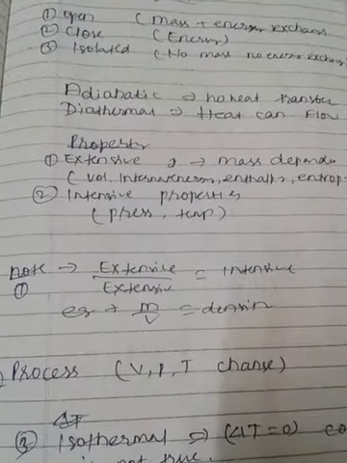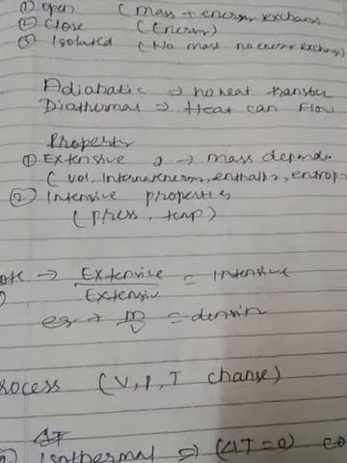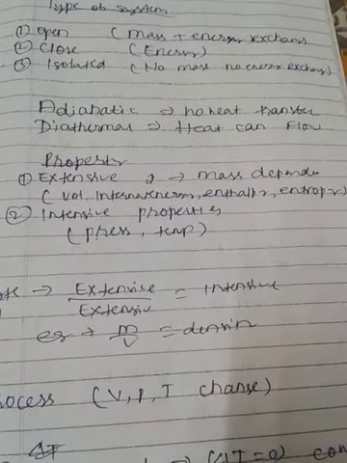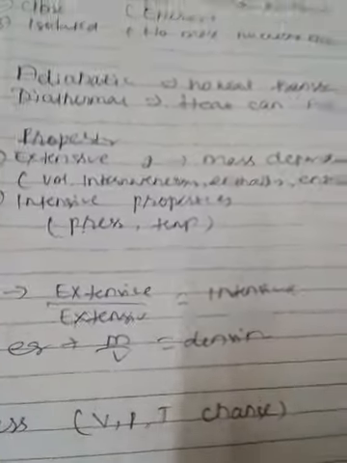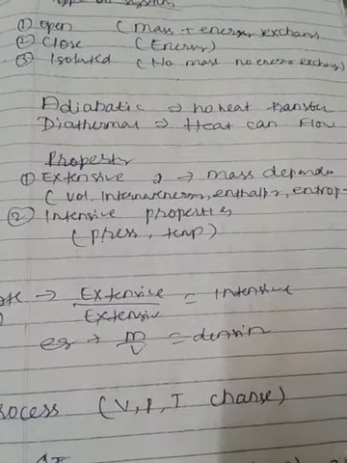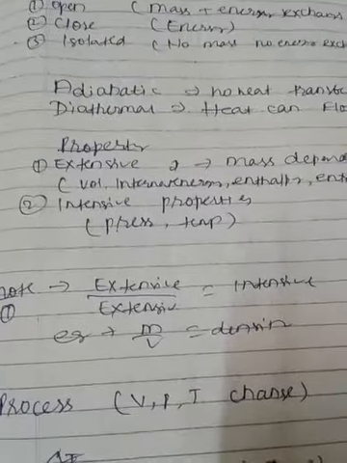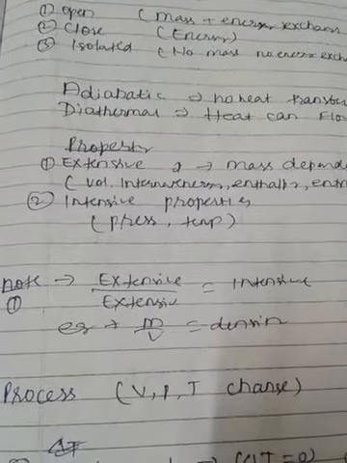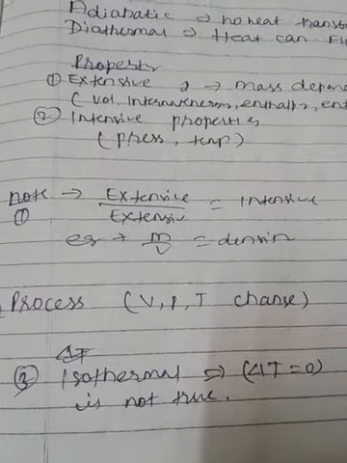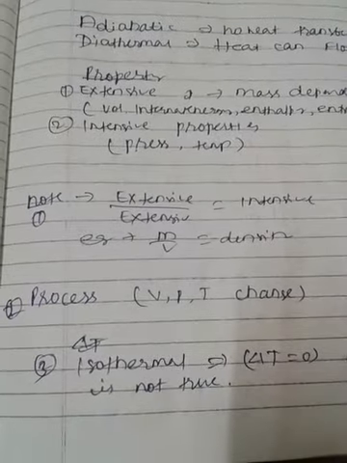Now there are two types of basic properties: extensive and intensive. Extensive properties depend upon mass, like volume, internal energy, enthalpy, entropy, etc. Intensive properties are those which don't depend on mass, so these are pressure, temperature, etc. Now there is a point: the ratio of two extensive properties is intensive, like mass upon volume is equal to density.